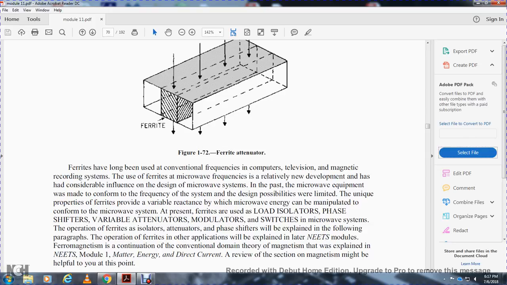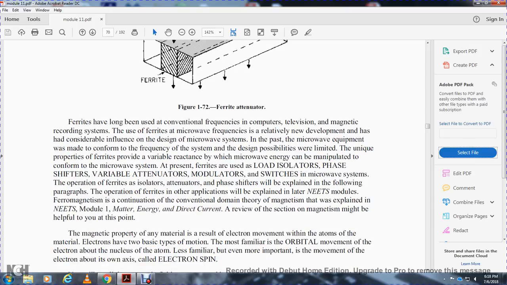Operating ferrites, isolators, attenuators, and phase shifters will be explained in the following paragraphs. The operating ferrites and their applications will be explained later in the Neets module. Ferromagnetism is a continuation of the domain theory of magnetism that was explained in Neets Module 1, Matter, Energy, and Direct Current. A review of the section on magnetism might be helpful to you at this point.